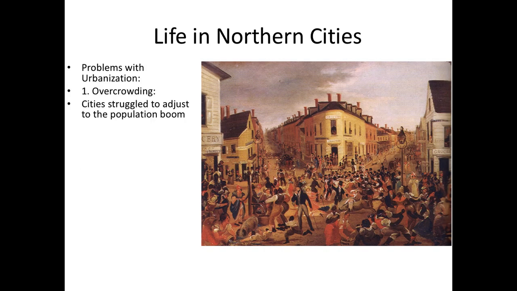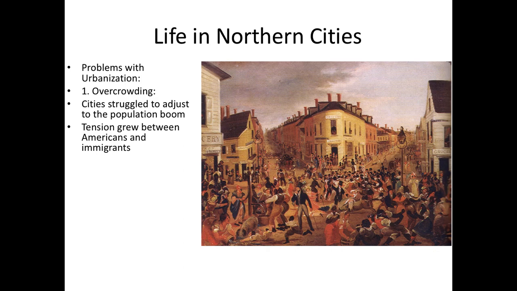So one of the problems with urbanization is going to be overcrowding. Basically, a lot of people are going to be moving into the same area at the same time, and the cities are going to struggle to adjust to this population boom. Both Americans and immigrants are going to be moving into the cities around the same time, and it's going to be crowded. And when things are crowded, people are uncomfortable and people are not going to be as pleasant. They're not going to get along as well, especially if there are already existing cultural differences. So you have tension in the cities because of the overcrowding, but that tension is going to be especially strong between Americans and immigrants that are moving in.